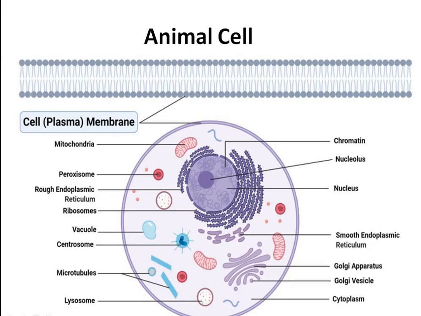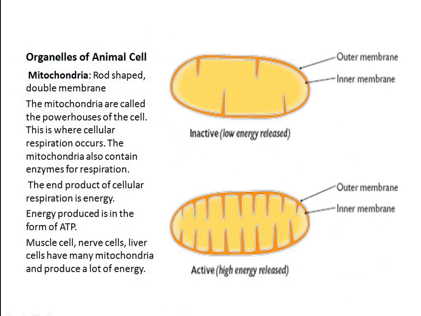This is again the diagram of animal cell. Animal cells we did in our last lesson. We looked upon cell membrane, we saw what nucleus function is, how it looks, and then we also did cytoplasm. Today we'll go through other organelles. First of all is mitochondria.